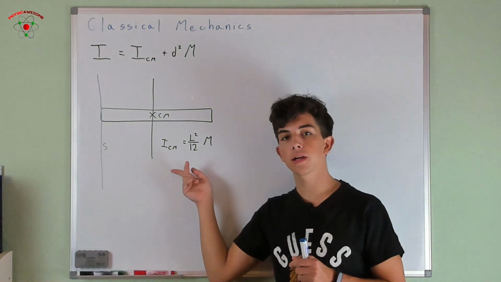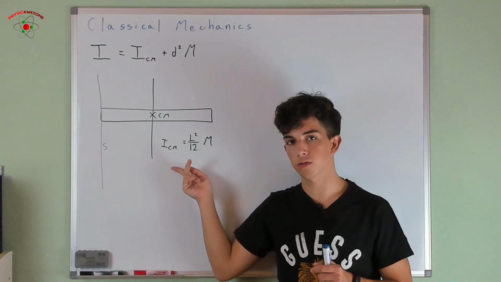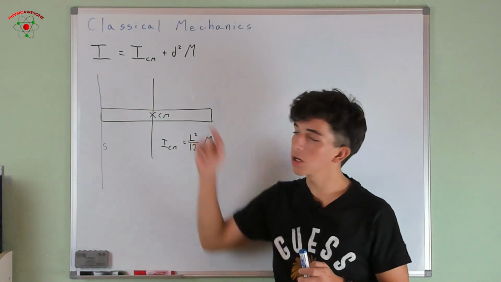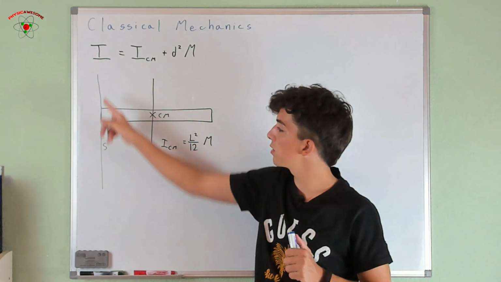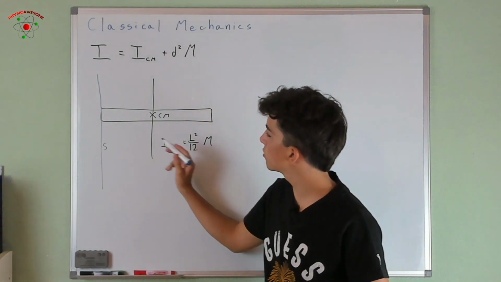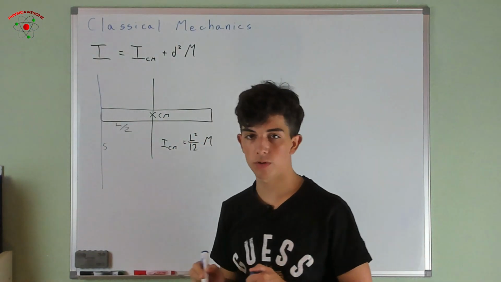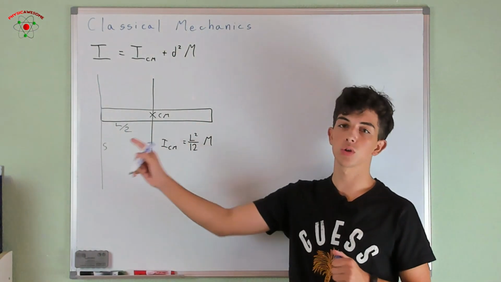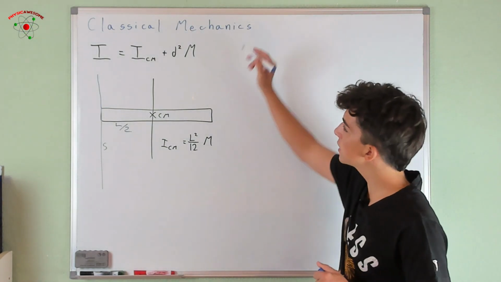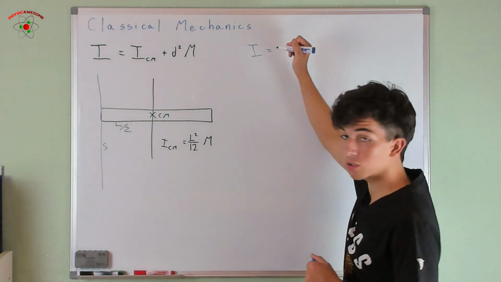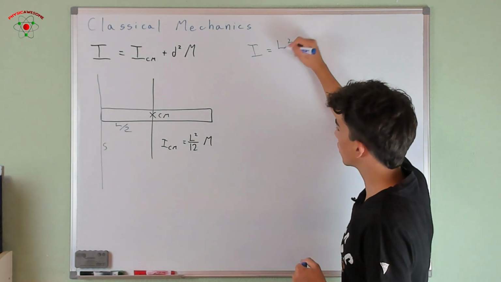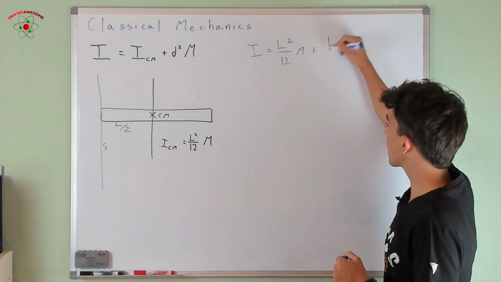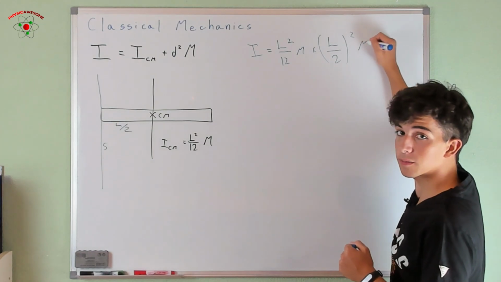So imagine we know that the moment of inertia around the center of mass, on the axis of the center of mass, is L squared over 12 times the mass. In that case, we can easily find this value of the moment of inertia over here, because we know this distance is going to be L over 2, as it's 1/2 of the whole distance, and we're going to assume a constant density over this rod. Then I is going to be equal to this L squared over 12 times the mass, plus this, which is L over 2 squared times the mass.